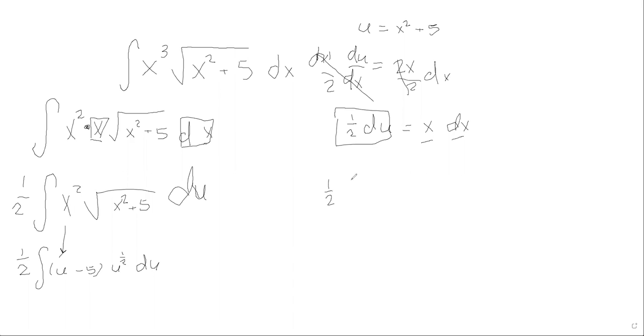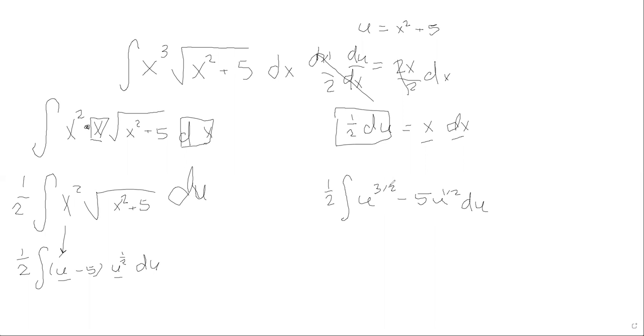We have 1/2 times the integral of u to the first. If we distribute u to the first times u to the 1/2, we would get u to the 3/2. And then we're going to have minus 5 u to the 1/2 power. So far, so good. And now all we really need to do is to integrate from here. We have things in a really nice form, really easy to integrate. So let's dive right in.